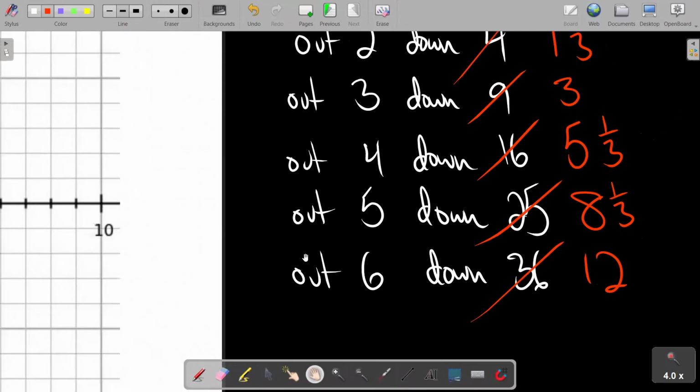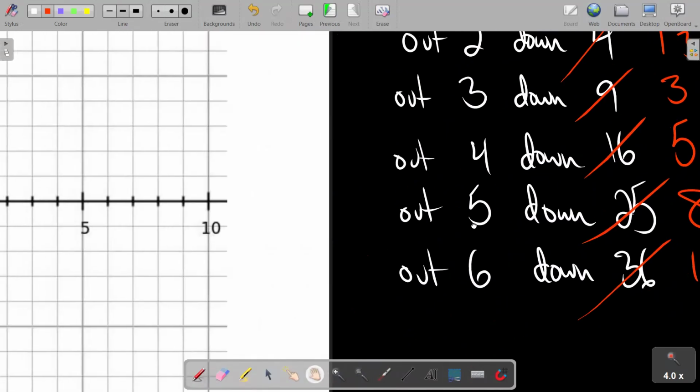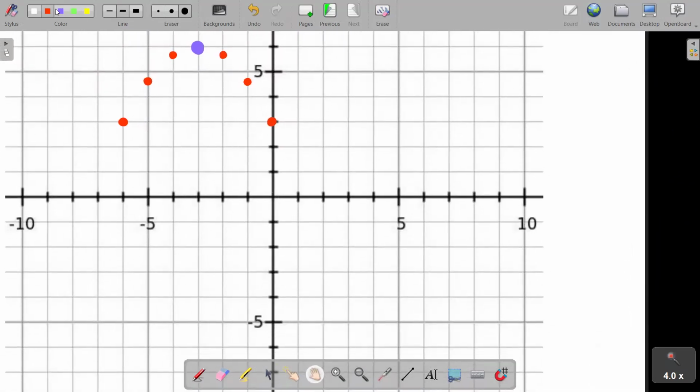Anybody else actually write these numbers down other than me? We're going to go down 5 1/3. So we're going to go out 4, 1, 2, 3, 4, down 1, 2, 3, 4, 5 1/3 of the way.